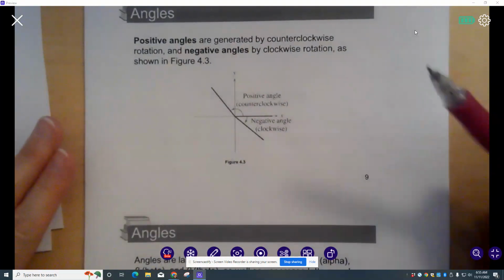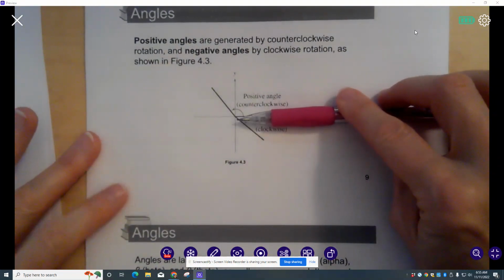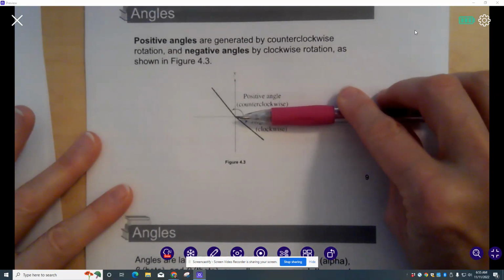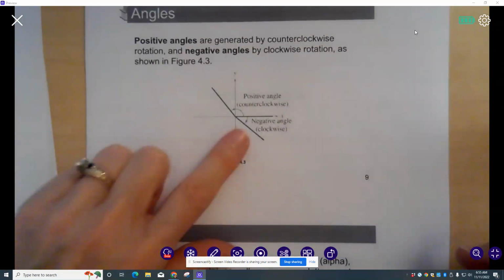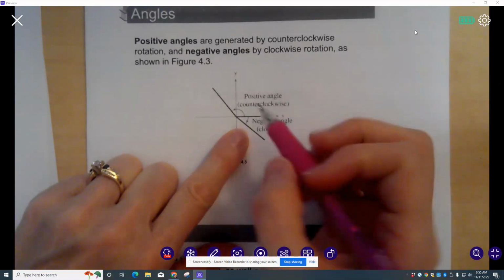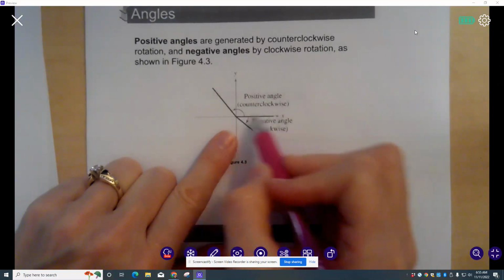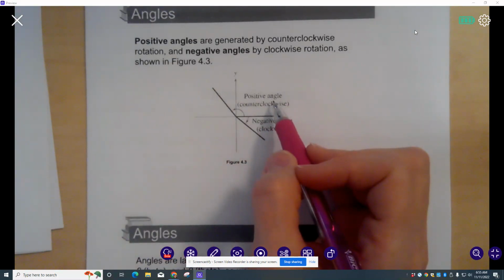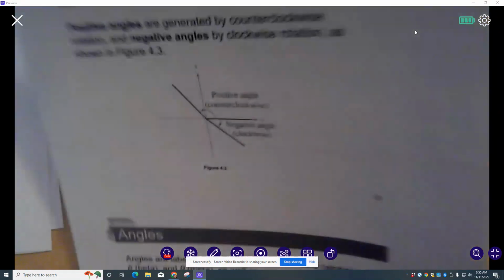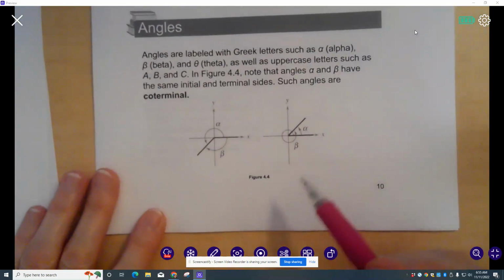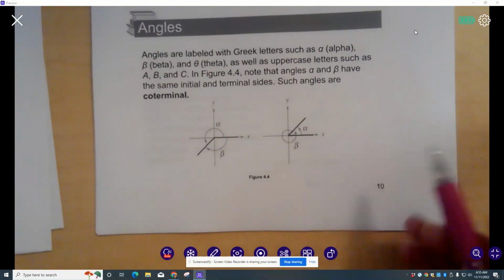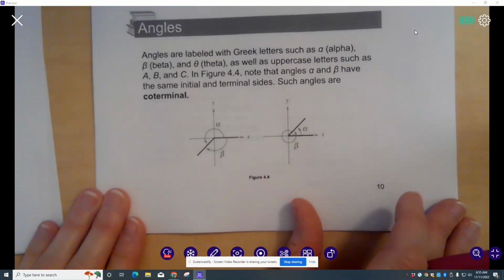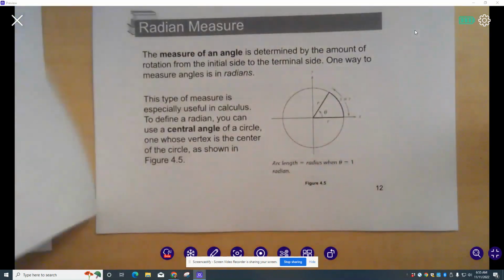This is reminding you that when you start at your initial side, the right side of the x-axis, and you go down, that angle will have a negative measure. If you start at your initial side and you go up, that angle will have a positive measure. Here it's just telling you the different Greek letters used for labels: alpha, beta, theta.